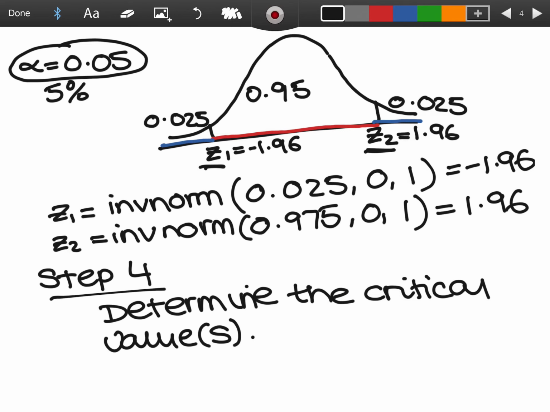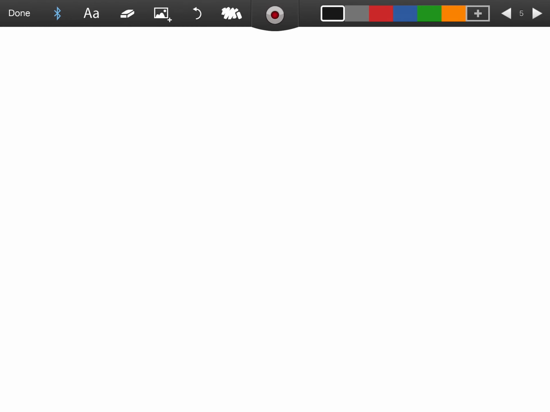The next thing that we need to do is to determine whether we want to reject or fail to reject our null hypothesis. So that's step 5.